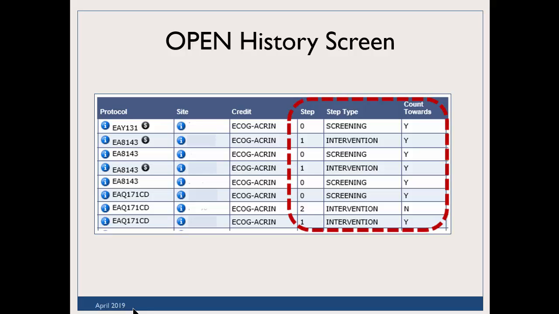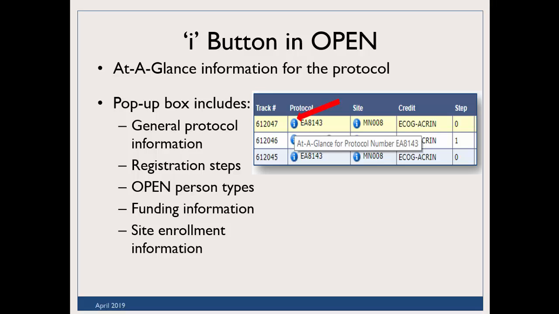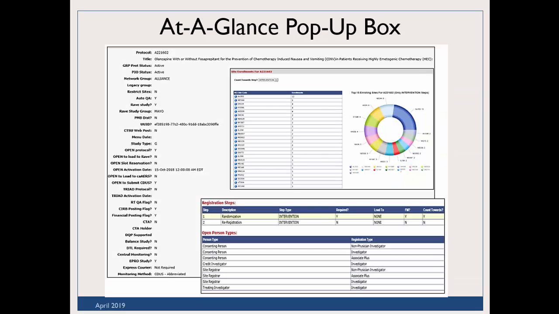You'll also notice next to the study there are now I buttons or information buttons. These information buttons show at a glance, and you'll see these quite commonly in all the CTSU applications, such as the website. This is going to give you general protocol information, like the registration steps, the type of persons that need to be collected for that study in OPEN, the funding information, and enrollment information. And this is just an example of what that at a glance looks like. You'll see this familiar now on the website, the accrual graphic, information on the study, the integrations that are used, and the registration steps.